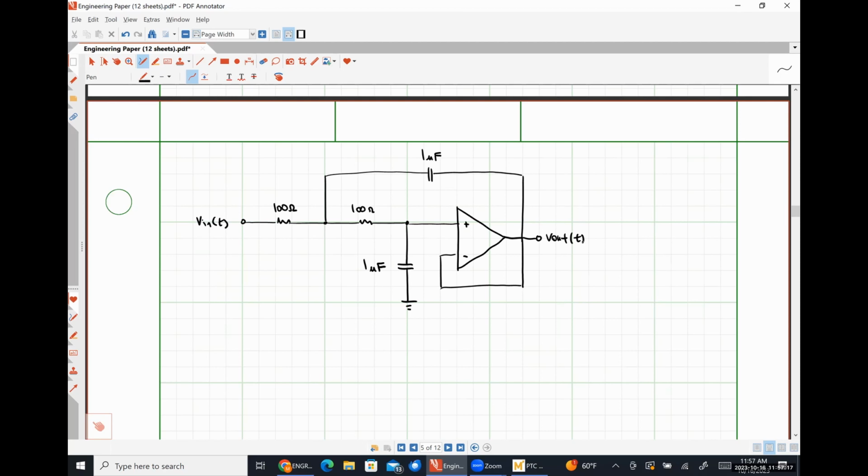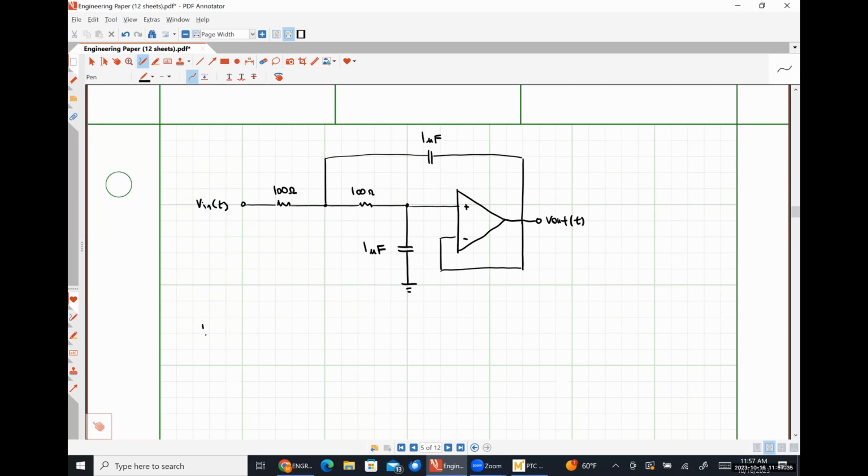By inspection here, it might be difficult to see what type of filter this particularly is. So what we are going to do is we are going to find what's called the transfer function of this filter, okay? So our transfer function, H of S, is simply the ratio of the output voltage in the S domain divided by the input voltage in the S domain.